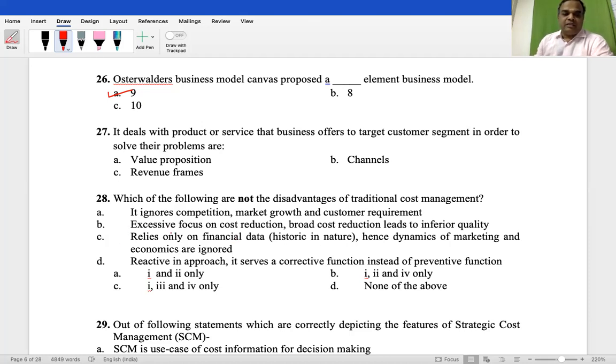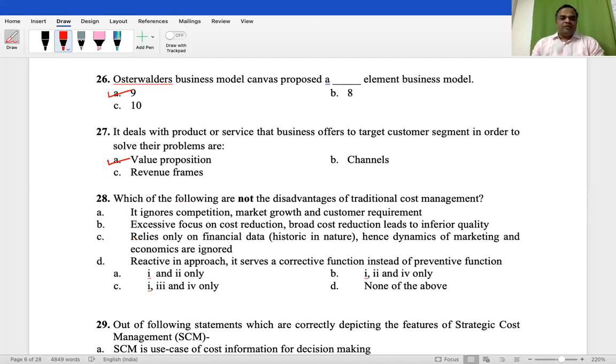Next, it deals with the product or service. Products or services that the business offers to the target customer segment in order to solve their problems are the value proposition. So value proposition deals with the product or service that the business offers to the target customer segment in order to solve the problem. Nothing but the main business activity, right?